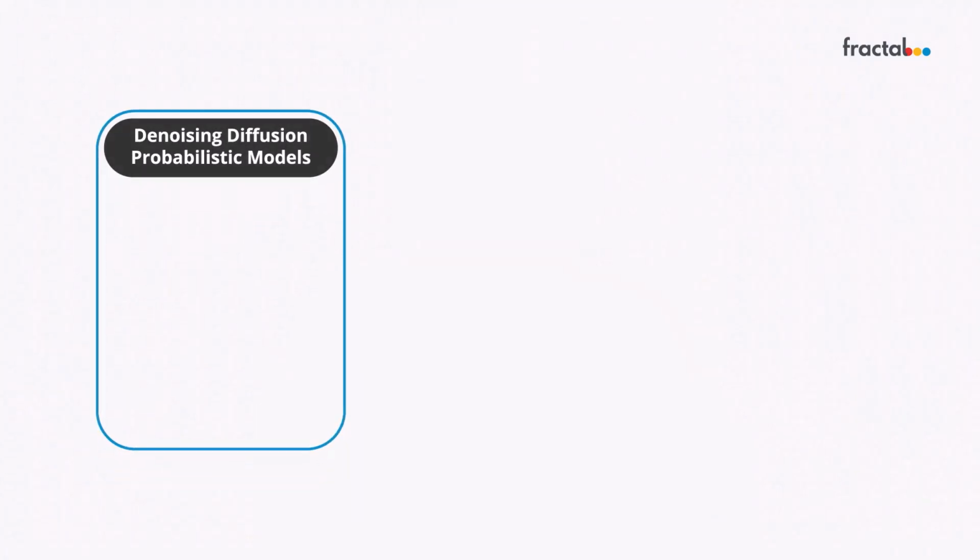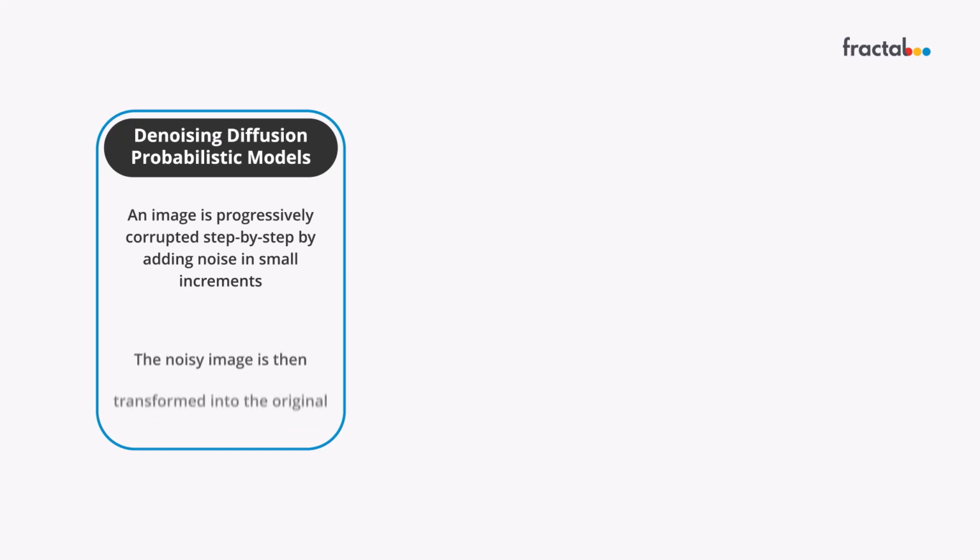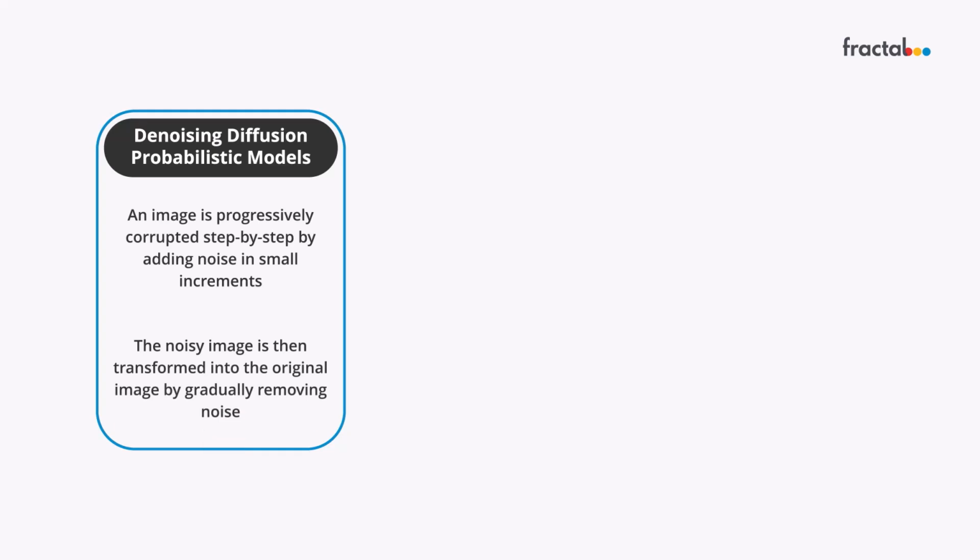One of the most prominent types is the Denoising Diffusion Probabilistic Model, or DDPM. These models work by breaking down the generation process into a series of small, incremental steps. In the forward process, an image is progressively corrupted step by step by adding noise in small increments. The reverse process starts with a noisy image and gradually removes the noise to recover the original image. This step-by-step denoising is guided by probabilistic distributions learned from the data, ensuring that the model can produce high-quality outputs.